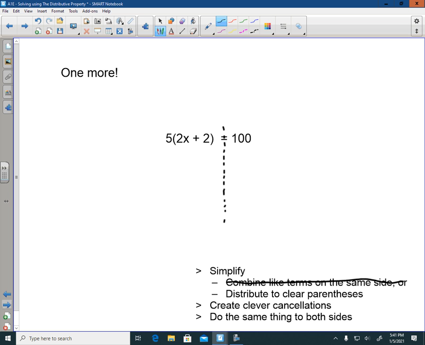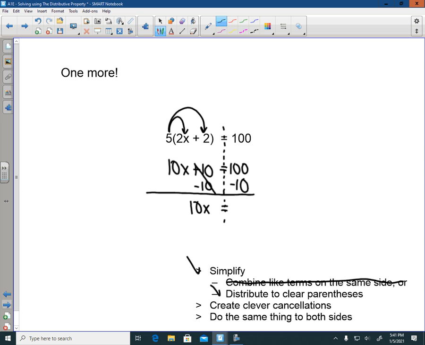So we'll multiply 5 times 2x and get 10x, and then 5 times 2, which is 10, and that's going to equal 100 because we haven't done anything to the right side. Done with distribution, done with simplification. We're going to create a clever cancellation by concentrating on the side that has the variable, but getting rid of the term that doesn't, and so we're going to subtract 10 from both sides. Creating a clever cancellation, doing the same thing to both sides. There's your cancellation. We have 10x equals 100 minus 10, which is 90.